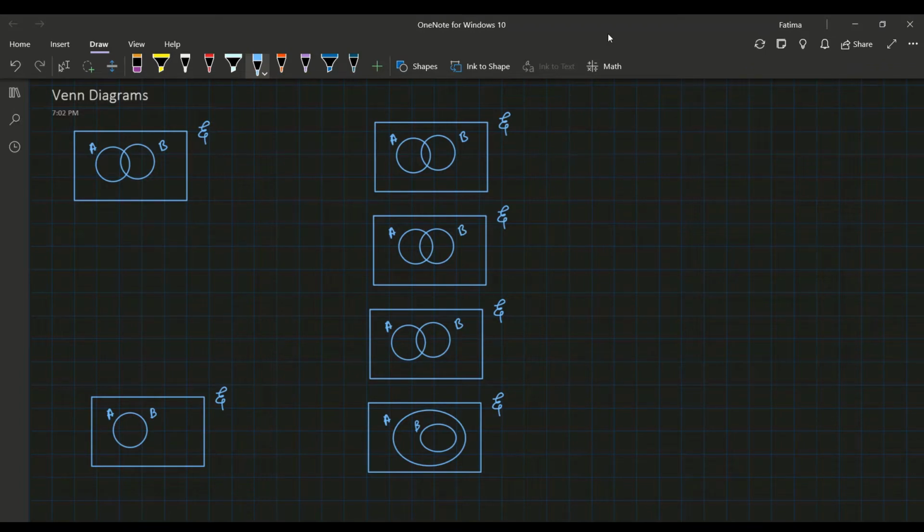Today I'll be covering Venn diagrams from the numbers chapter of IGCSE Mathematics. I'll cover some notations, explain a few concepts, and solve two questions.